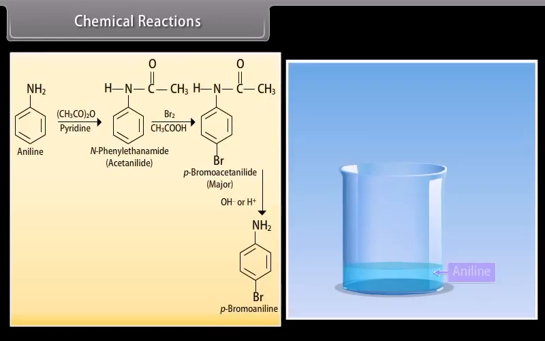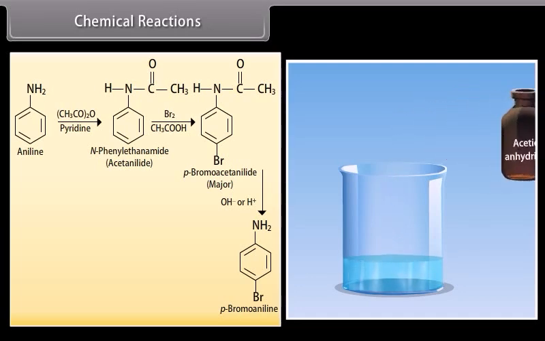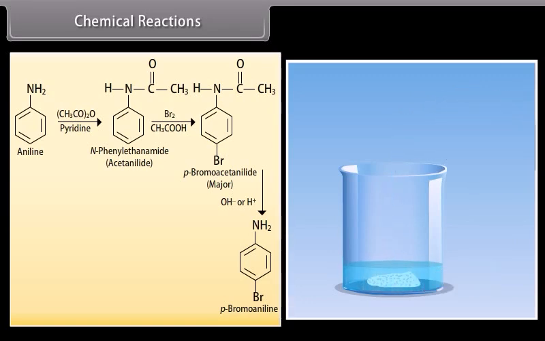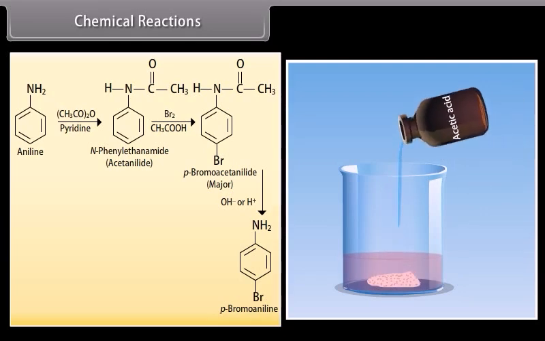Aniline reacts with acetic anhydride and pyridine and forms acetanilide. Now add bromine water and acetic acid and it produces para-bromoacetanilide, and then followed by hydrolysis yields para-bromoaniline.